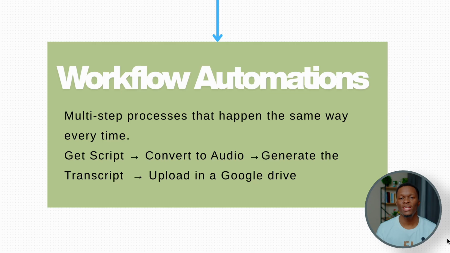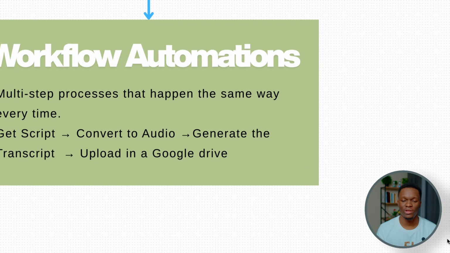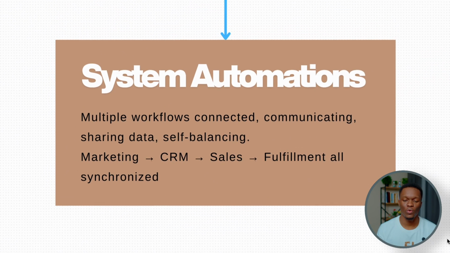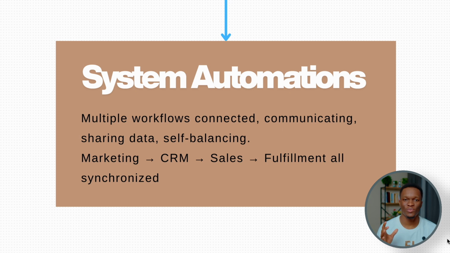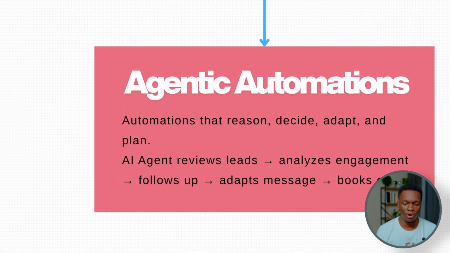The remaining two categories of automations are actually advanced automations. So we will not go into details about those since this is a beginner-oriented video. So we have system automations. These are multiple workflows connected and combined together, communicating and sharing data with each other. So, for example, an automation for content creation shares data with another automation for script generation, and so forth and so on.